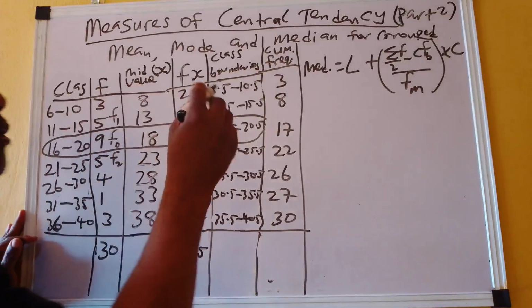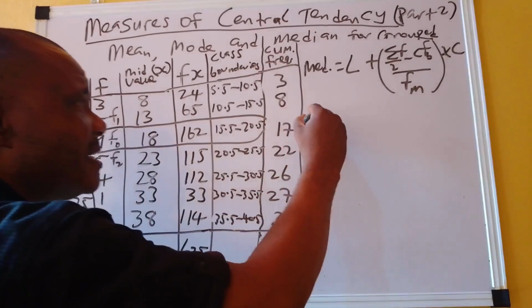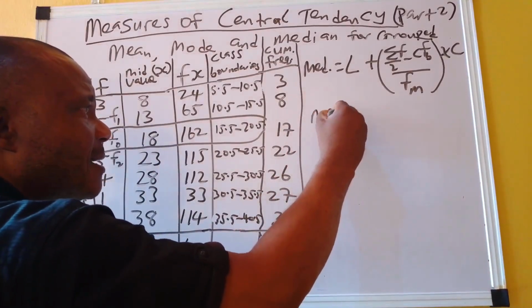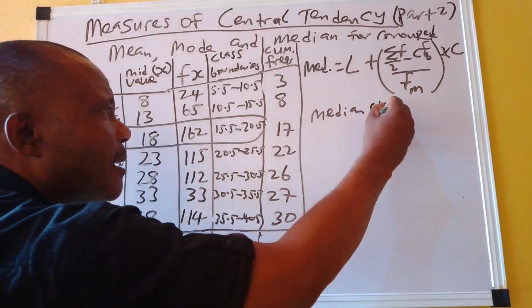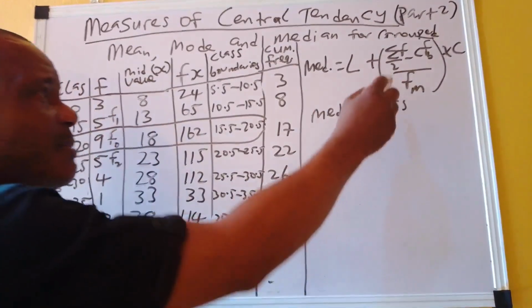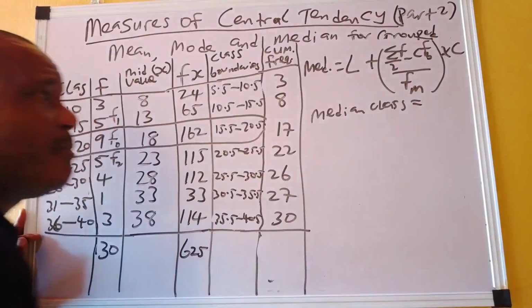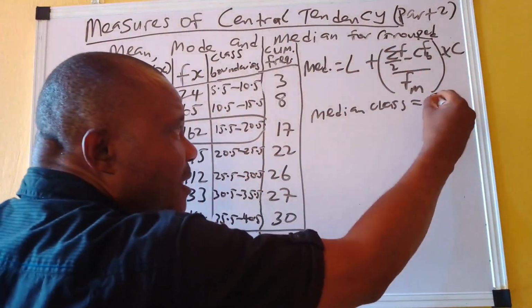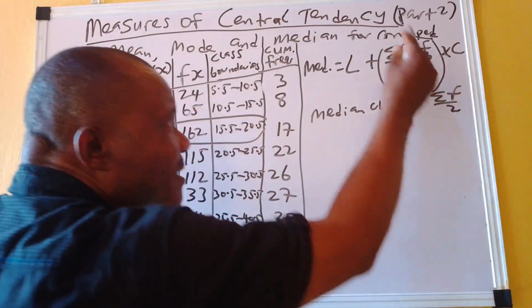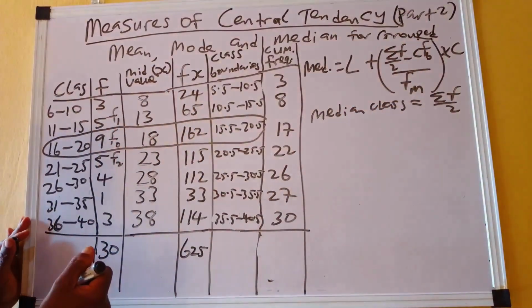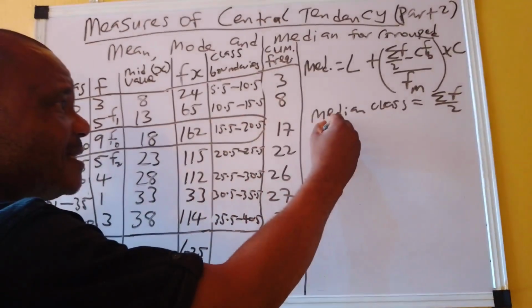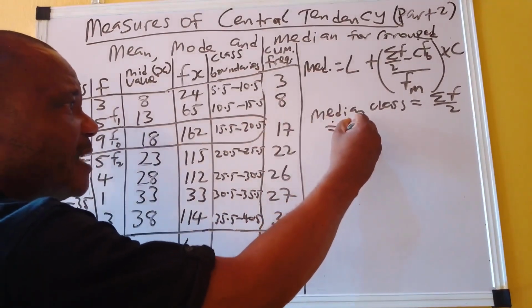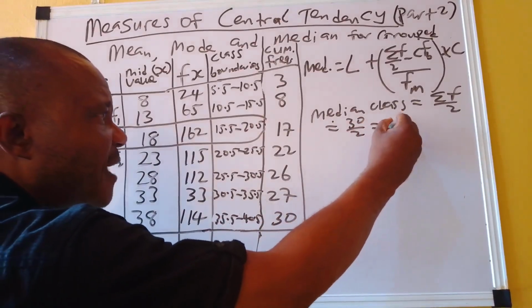Again, before we get the median, we must get the median class. And using the median class, the median simply means sharing the data set into two equal parts. So you are sharing the sum of f all over 2. This is the determinant that we use. And the sum of f is 30, over 2, and that is 15.